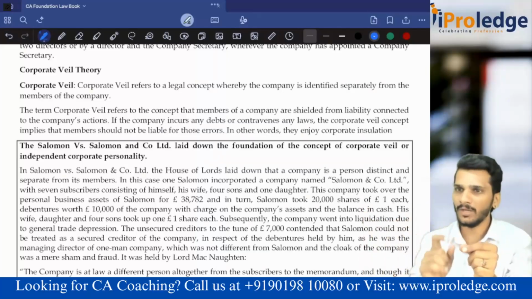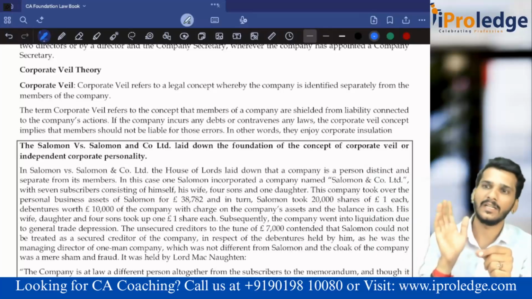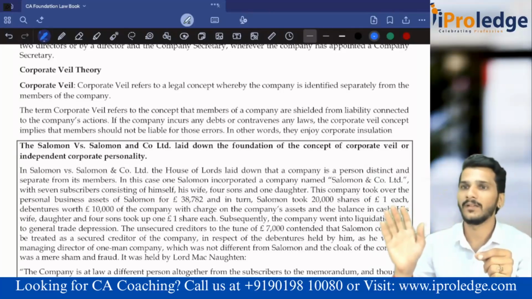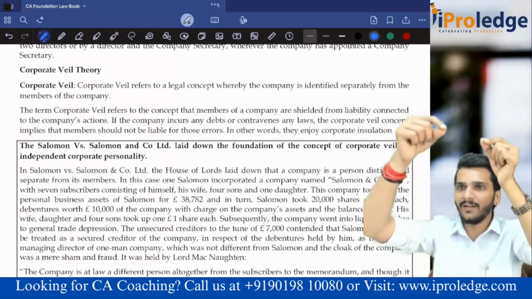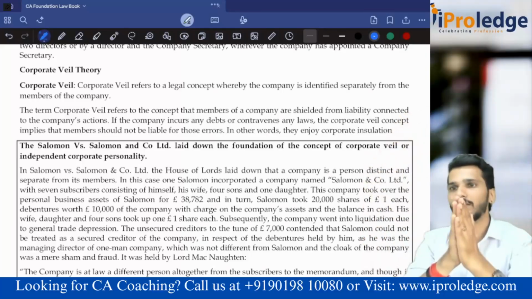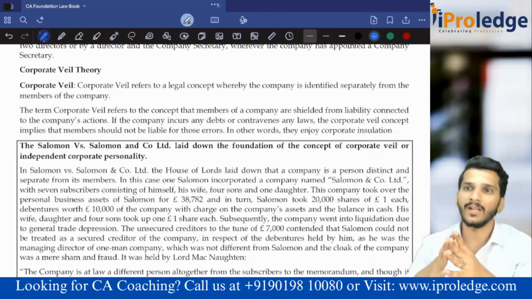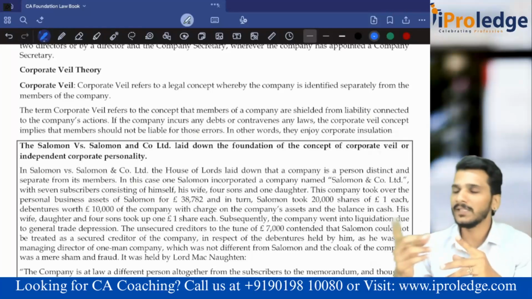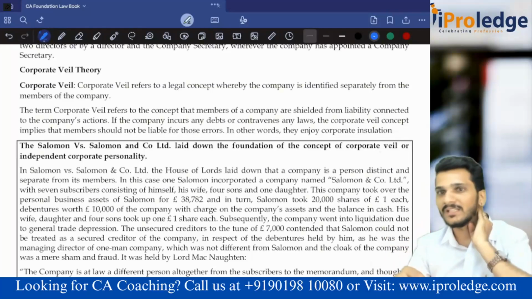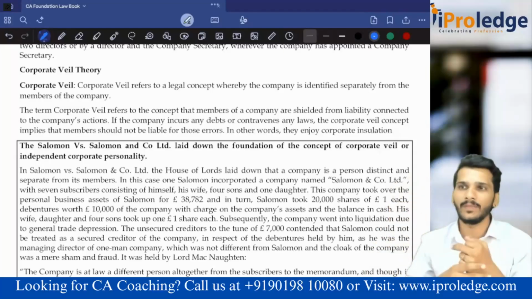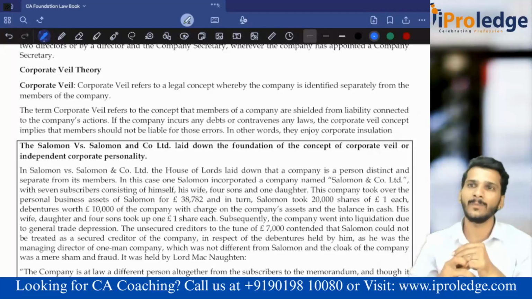The corporate veil concept is also called separate legal entity, where the members are separate from the company. But sometimes court will lift that veil and treat members and company as one. We call it lifting of corporate veil. It is like a shield for a company, stating that company is different and members are different. But if that shield is removed, then both become the same thing. When will the shield be removed? There are five cases where the shield will be removed.